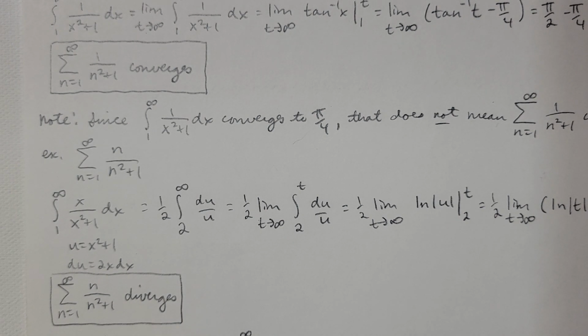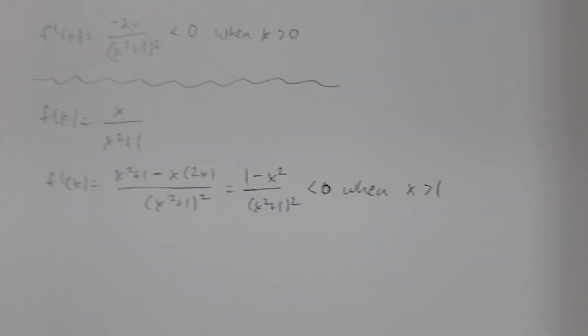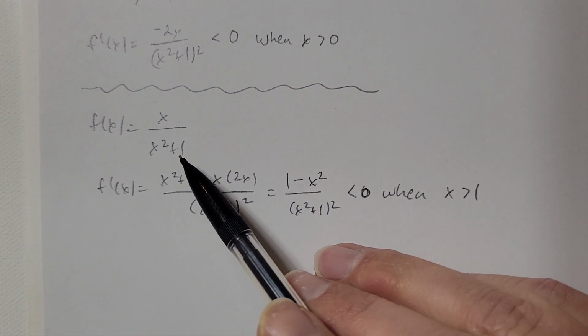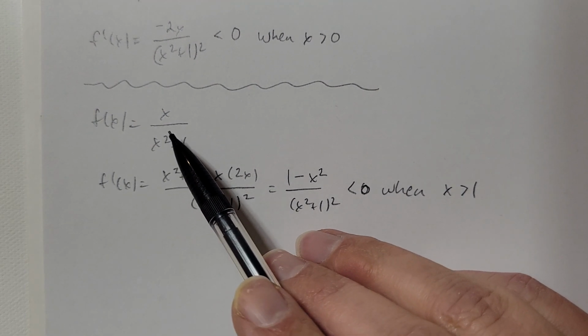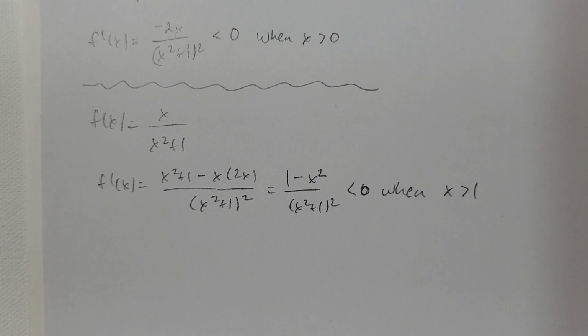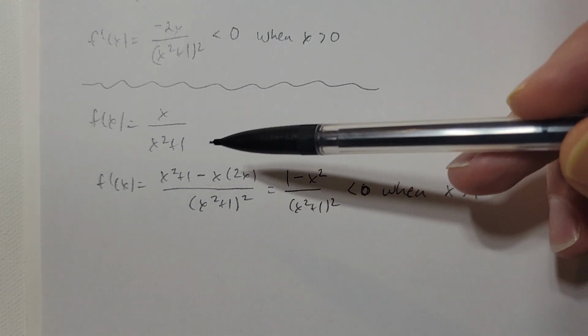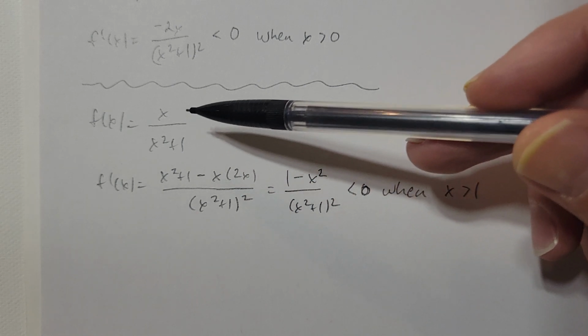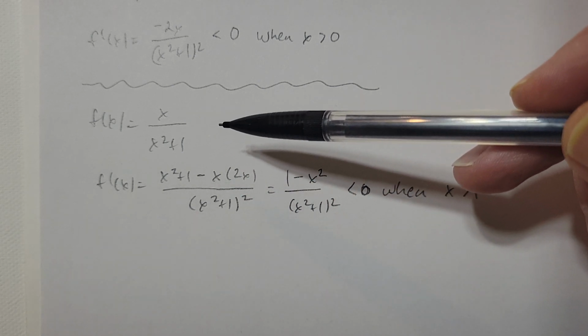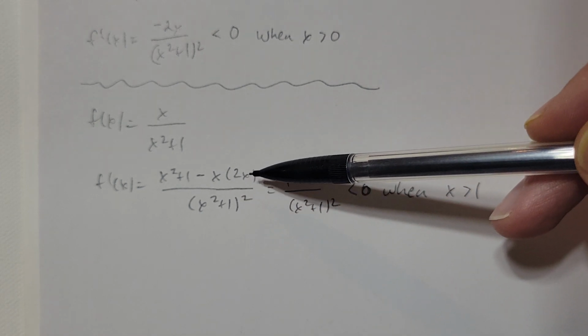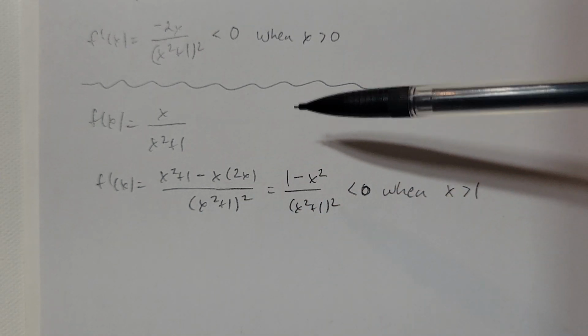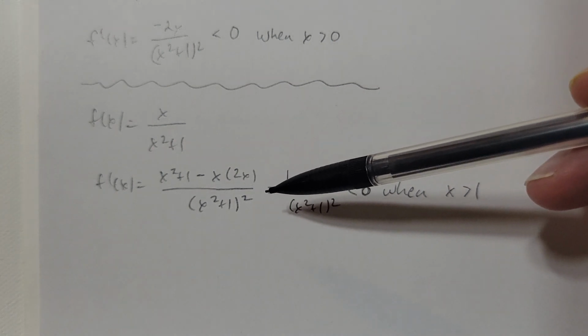And am I decreasing on the interval 1 to infinity? Well, I'm going to use the first derivative test again here. Here's the function, f of x equals x divided by x squared plus 1. F prime of x, using the quotient rule, is the bottom times the derivative of the top, minus the top, which is x, times the derivative of the bottom, which is 2x, all over the bottom squared.